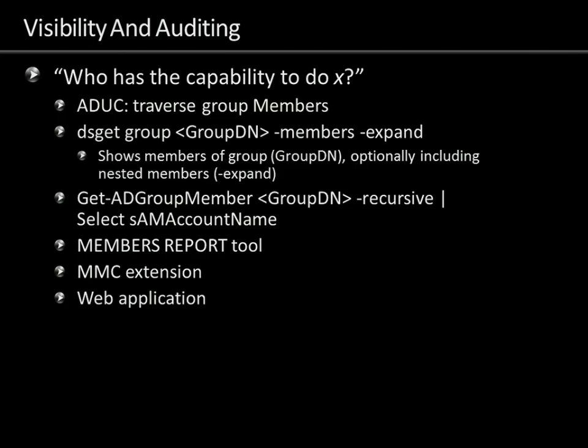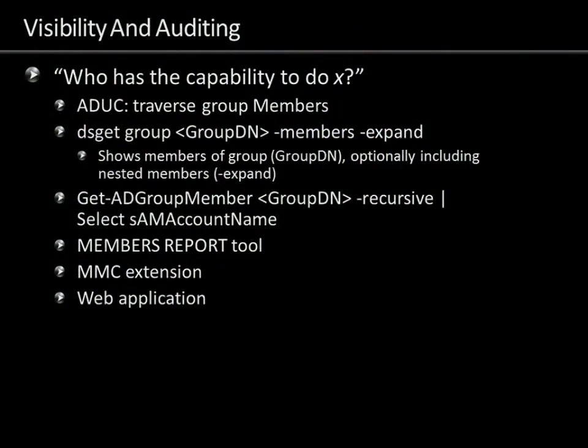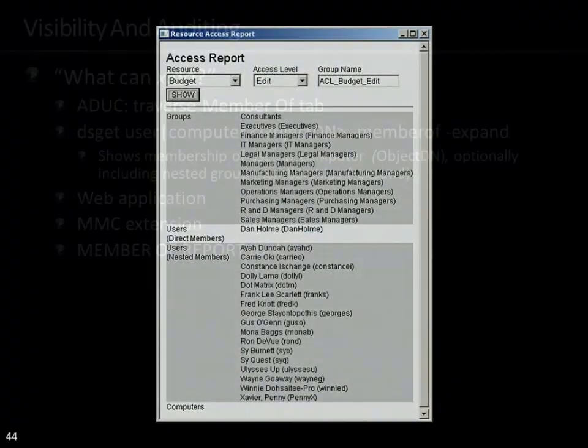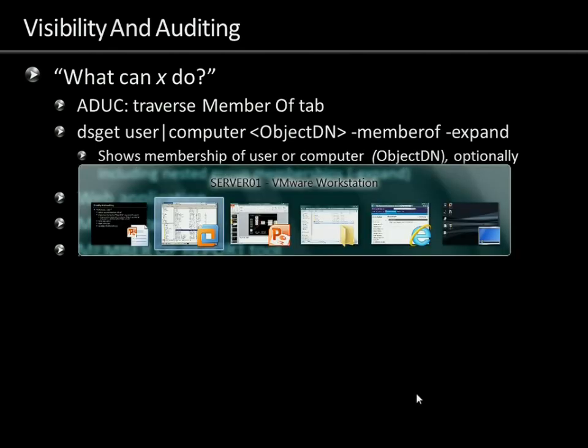If you didn't have role-based management, you would have to go to every single folder that was involved, look at the access control list, and then go to every single group on the access control list and start enumerating the membership. It would get really, really crazy to do without role-based management. And similarly, if our boss asks, what can Penny do? It's just the reverse question. We look at what groups Penny is a member of.